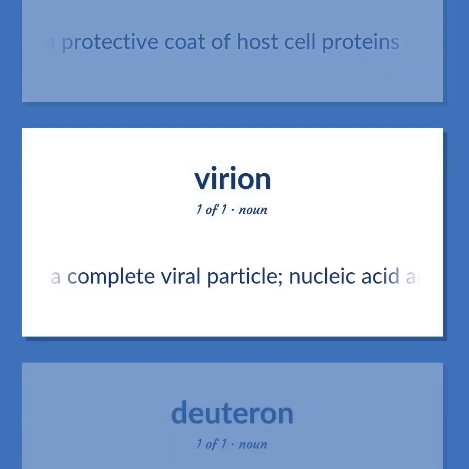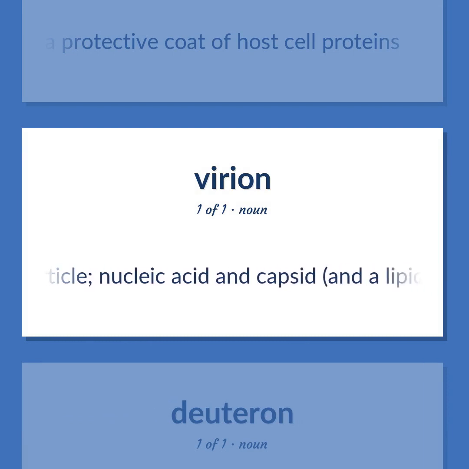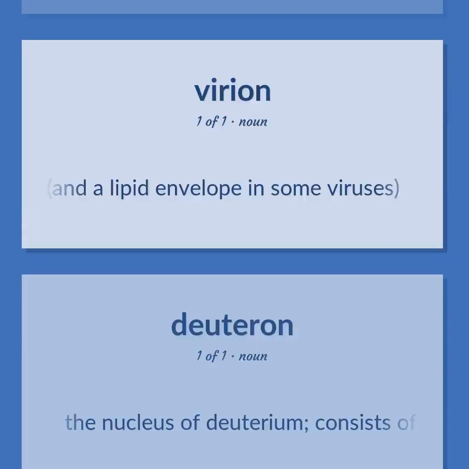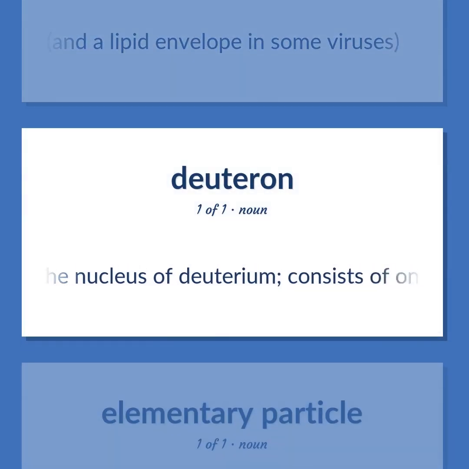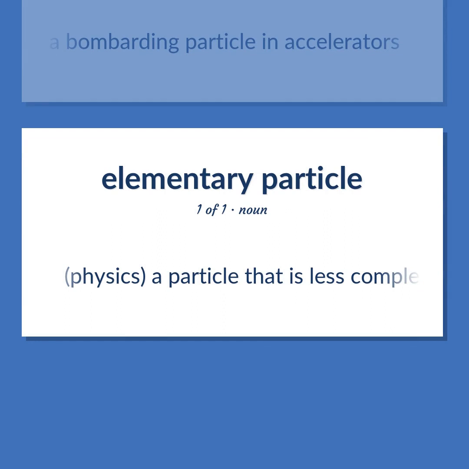Virology. A complete viral particle, nucleic acid and capsid, and a lipid envelope in some viruses. The nucleus of deuterium consists of one proton and one neutron, used as a bombarding particle in accelerators. Physics. A particle that is less complex than an atom, regarded as constituents of all matter.